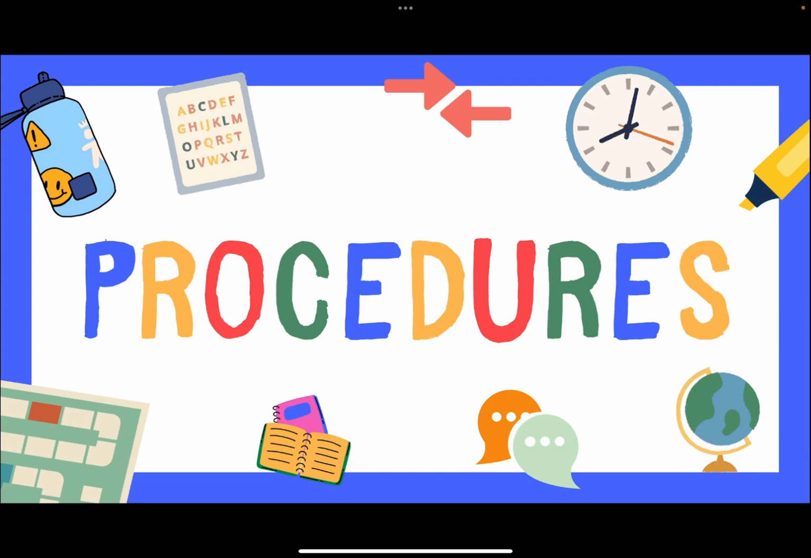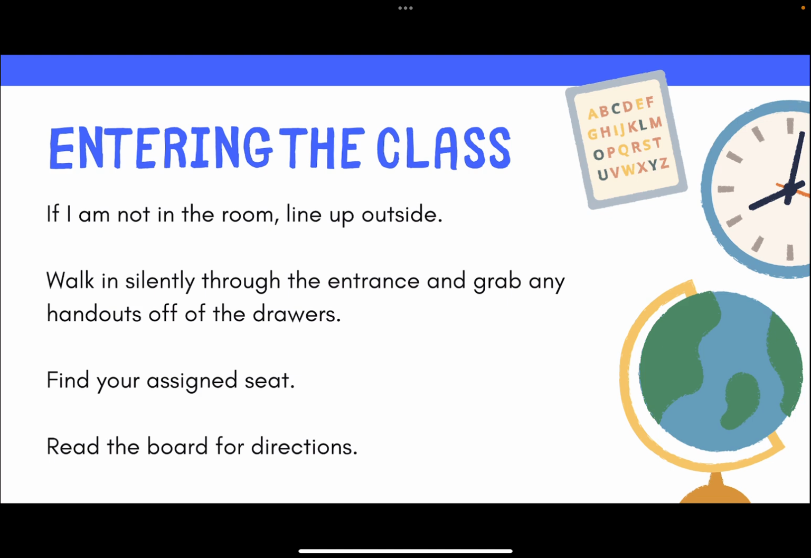Okay, today we are going to review procedures in our math class. So first thing is entering the classroom. If I am not in the room, line up outside. Walk in silently through the entrance and then grab any handouts off of the drawers. We rarely have handouts, but whenever we do, it's on that 10 drawer stand right next to the panel. And then find your assigned seat.